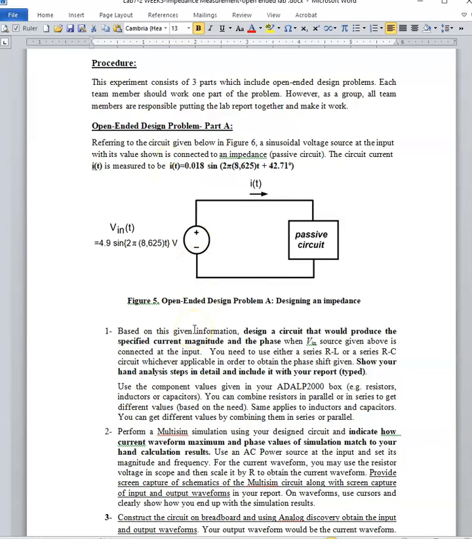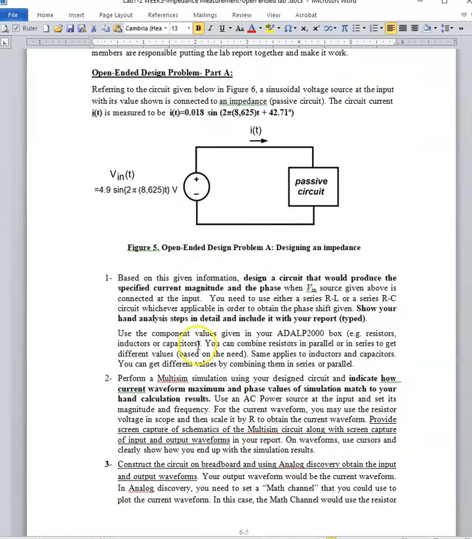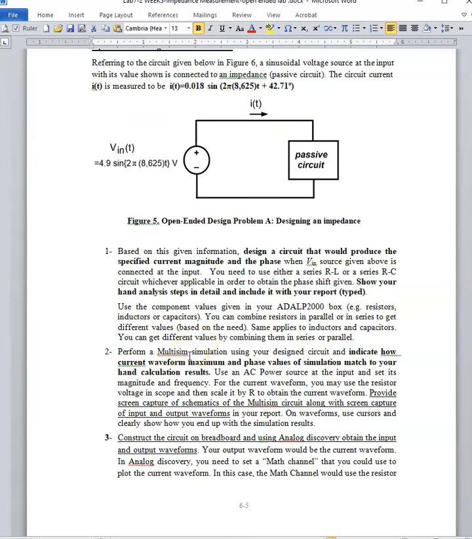Then the next thing you would do is a Multisim simulation, just to verify that you're getting these values. So you can apply the input waveform as shown, and then you should be getting the current waveform as shown. You can actually use the resistor and just measure the voltage across it, and then divide by the value of R to get the current waveform.